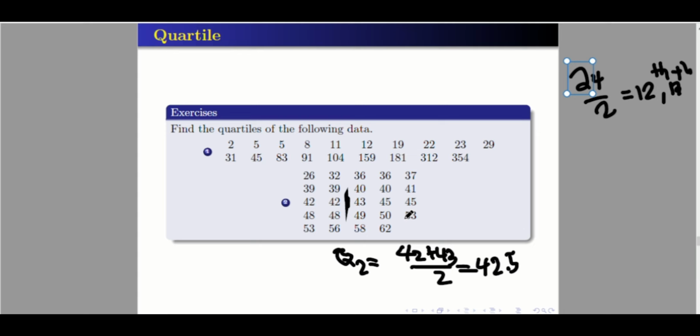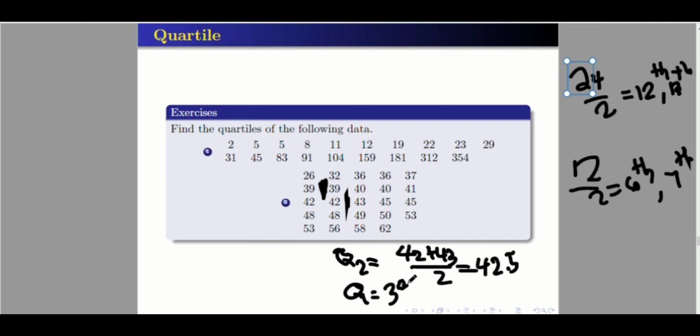Okay, now let's count the number of data to the left and to the right. So to the left, we have 1, 2, 3. Okay, there are 12 data. So even again, so 12 divided by 2, it's 6. So Q1 is shared by the 6th and 7th data. So somewhere here. Obviously both of them are 39. So 39 plus 39 over 2 is still 39. That is Q sub 1.